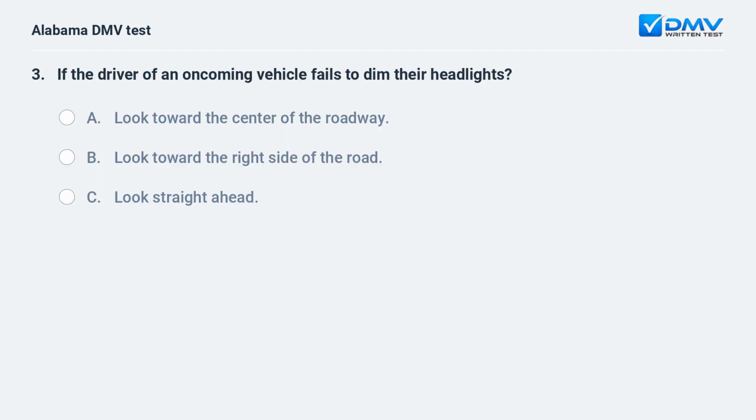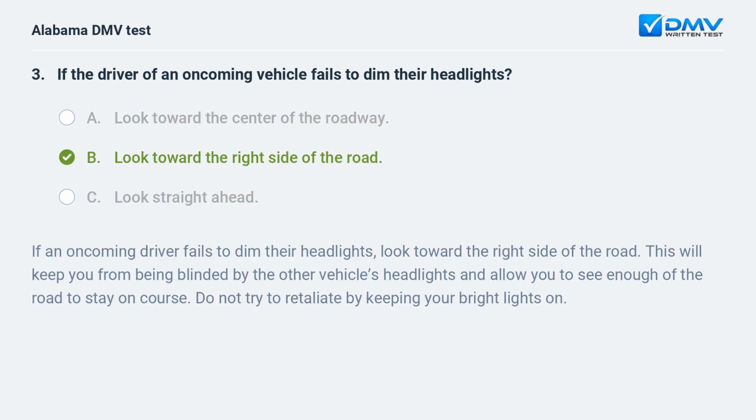If the driver of an oncoming vehicle fails to dim their headlights: A. Look toward the center of the roadway. B. Look toward the right side of the road. C. Look straight ahead. B. Look toward the right side of the road. If an oncoming driver fails to dim their headlights, look toward the right side of the road. This will keep you from being blinded by the other vehicle's headlights and allow you to see enough of the road to stay on course. Do not try to retaliate by keeping your bright lights on.